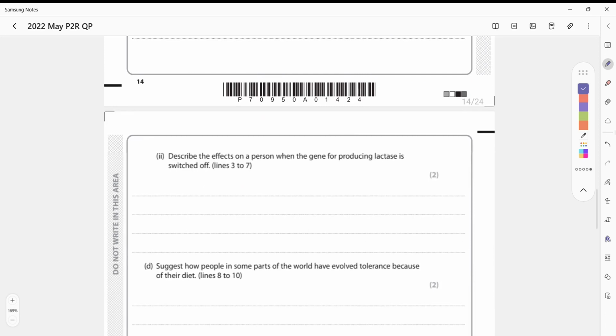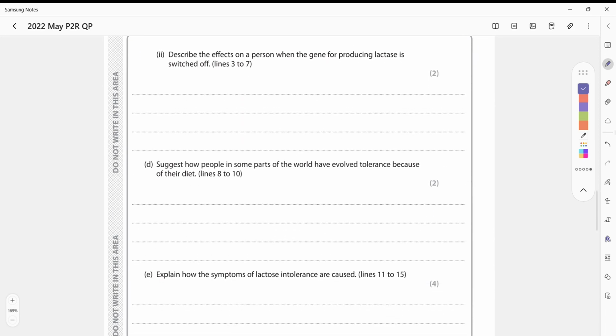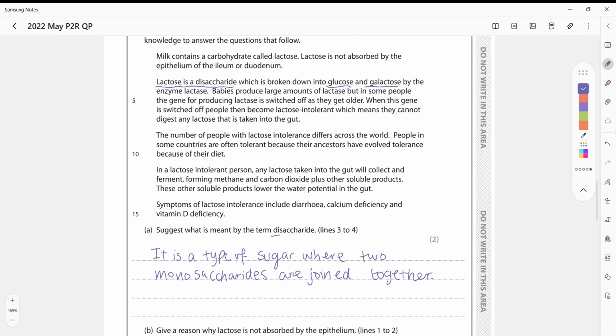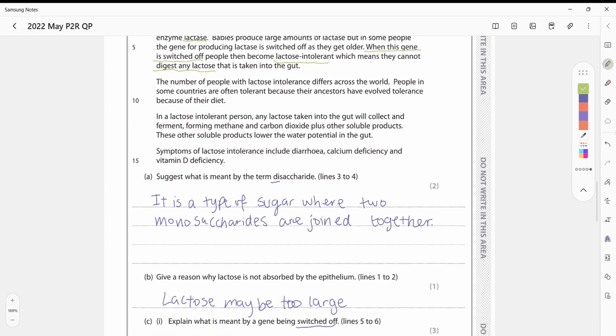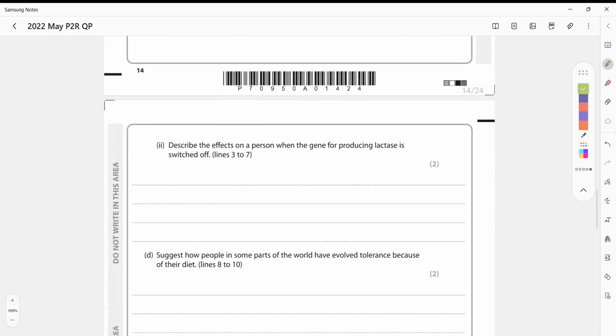Okay, let's move on to part 3. Describe the effects on a person when the gene for producing lactase is switched off. So let's go to this part here. So it says here on the 4th line, so lactase is an enzyme that basically breaks down lactose into glucose and galactose. Right, and then it says here, when the gene is switched off, the person becomes lactose intolerant, which means they cannot digest any of the lactose. So when this gene is switched off, they can't digest the lactose, which means they can't absorb the lactose.